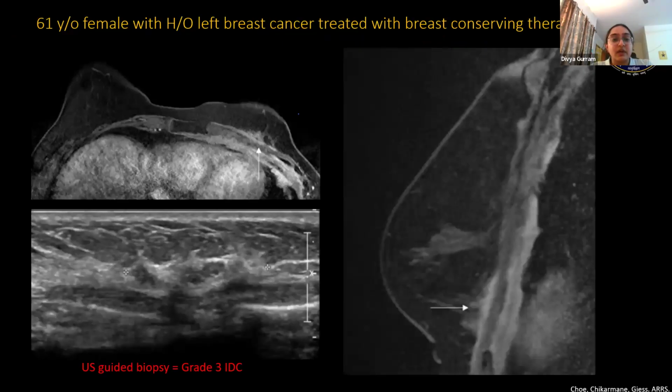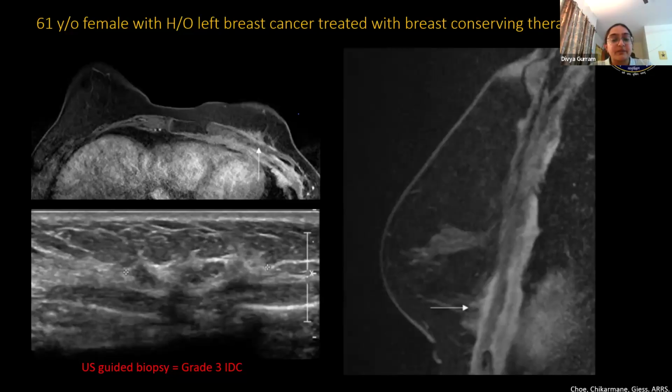Here again, we have an MR done for a high-risk patient. This was a patient who had a history of left breast cancer and was previously treated with breast-conserving therapy. On her annual screening MRI, there was this plaque-like non-mass enhancement seen along her pectoral muscle, along with enhancement along the pectorals as well as along the pleura.